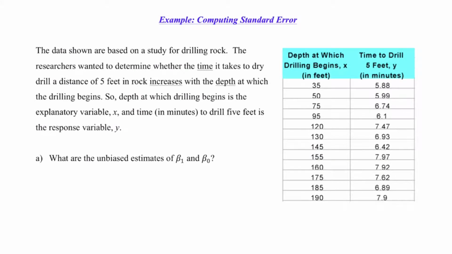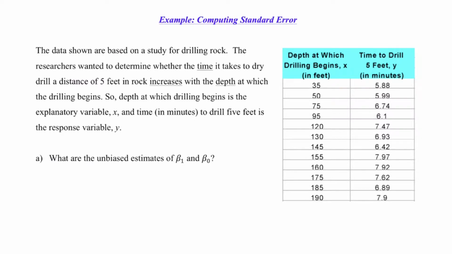Heading into our example then, the data shown are based on a study for drilling rock. We've seen this example before when we discussed linear correlation coefficients. The researchers wanted to determine whether the time it takes to drill a distance of 5 feet in rock increases with the depth at which the drilling begins. So again, the depth at which the drilling begins is the explanatory variable x, and the time to drill 5 feet is the response variable y.